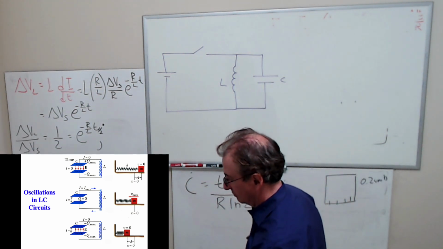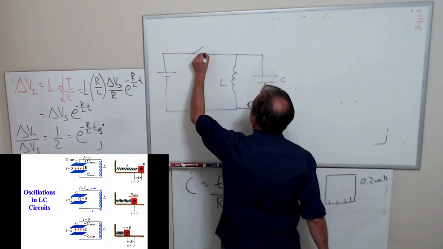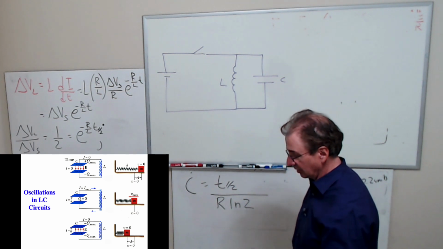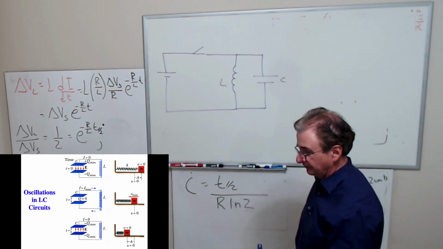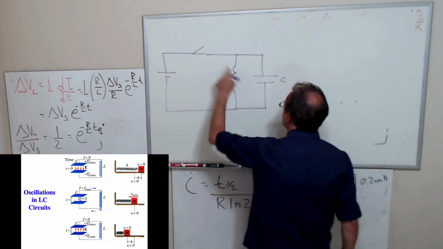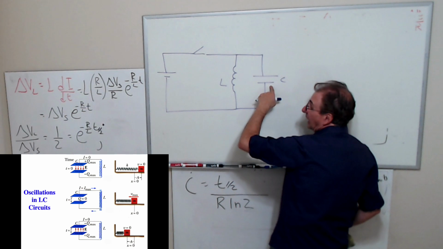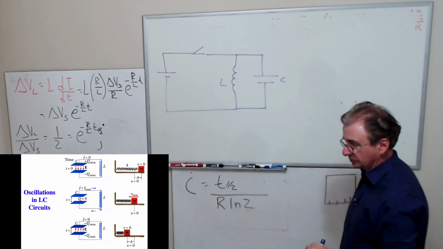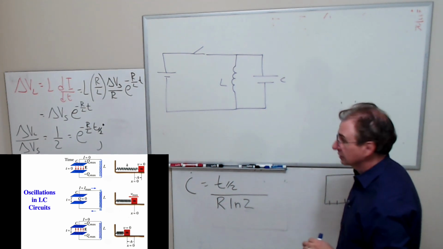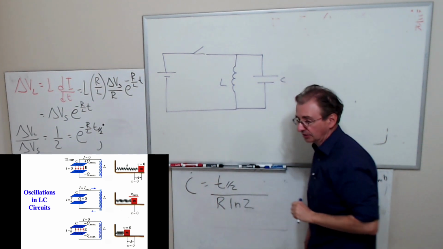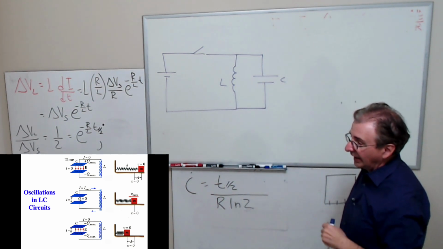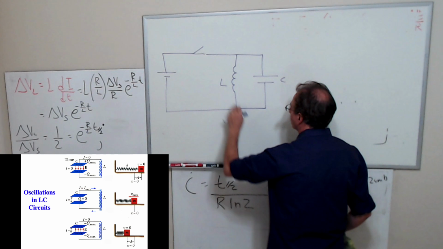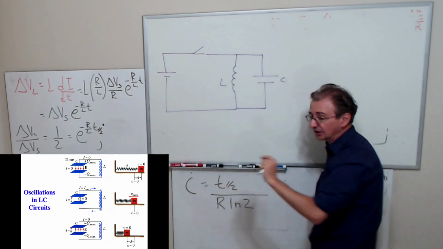I close the switch. What happens? Well, at t equals 0, this capacitor acts like a wire, and the inductor acts like an open circuit. So all the current goes through the capacitor, none of it goes through the inductor. As the capacitor charges up, the current in this guy decreases, and the current through L increases because di/dt is decreasing.